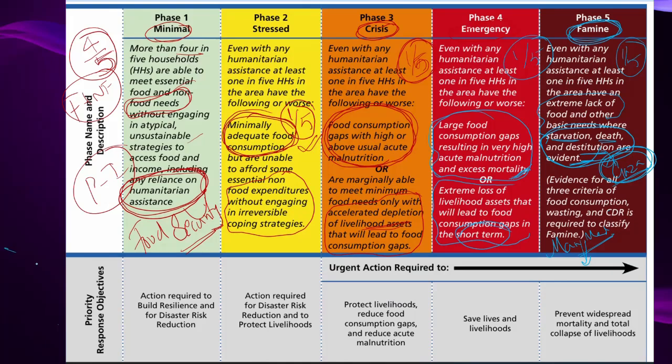This is how the IPC identifies areas into these 5 phases: the minimal phase, which is food security, and the stressed phase, crisis, emergency, and the famine phase.